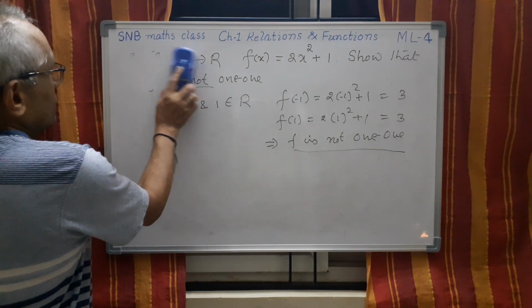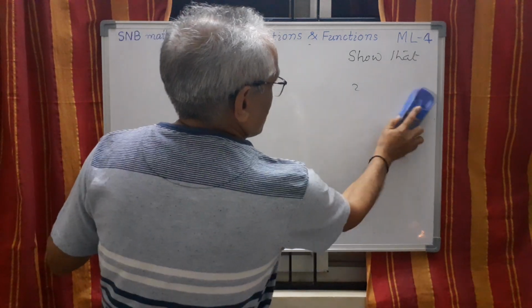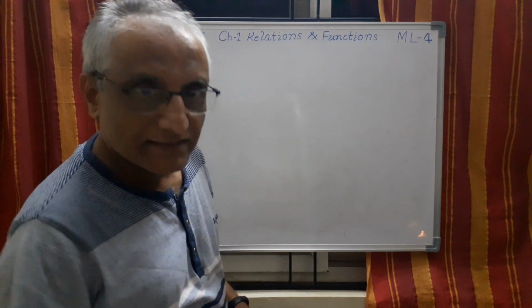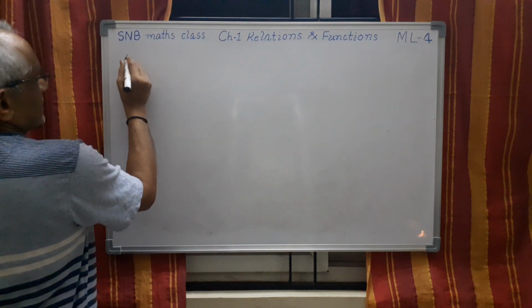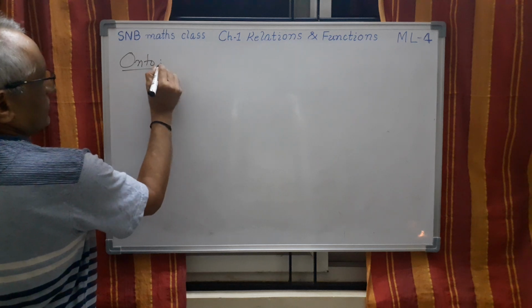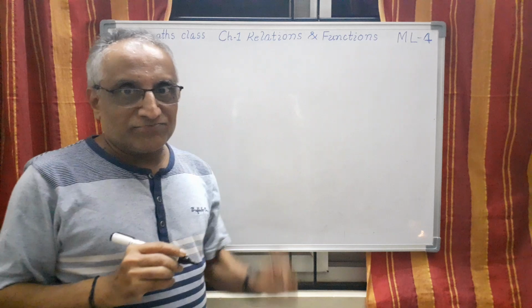Now let me go to the next type of function. In the last lecture I told there are two types of functions. One is one-one, the second one is onto. Now let us study the second type, onto function. First let me give the idea, then let me give the definition.